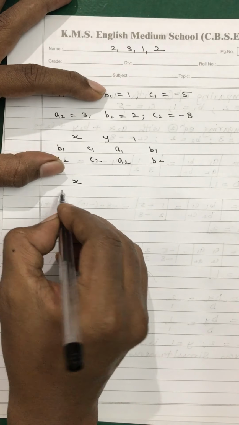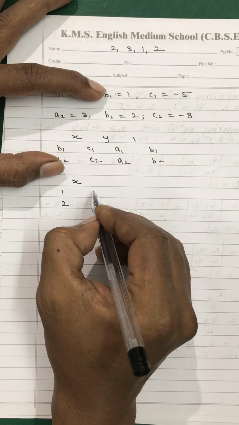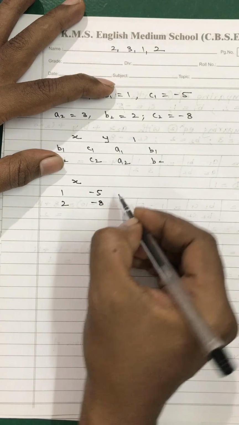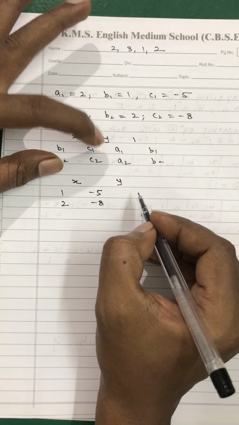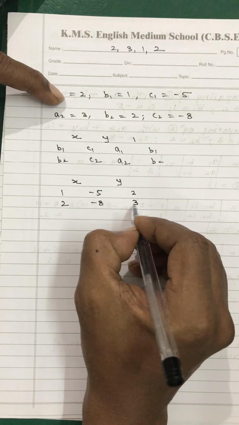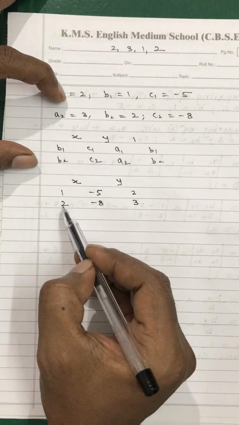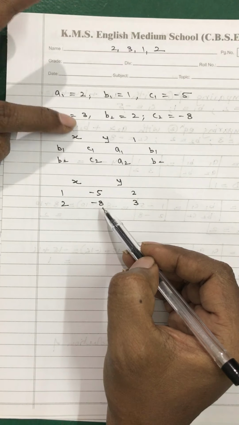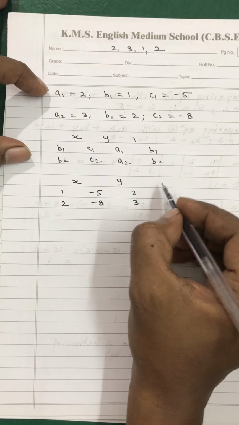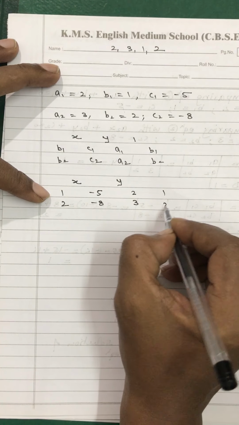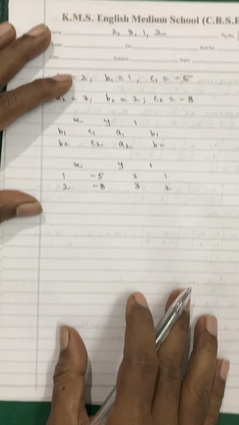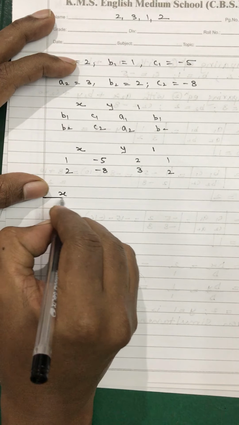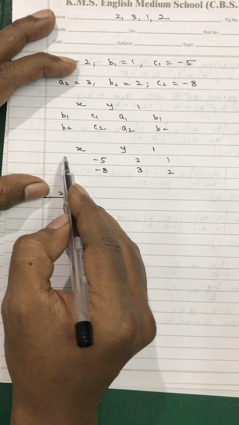For x: b1, b2 is 1, 2, and c1, c2 is minus 5, minus 8. For y: a1, a2 is 2, 3. I hope you all are getting this: b1, b2, 1, 2, c1, c2, minus 5, minus 8, a1, a2, 2, 3, again b1, b2, that is 1, 2, and remember this is 1. Now I have to find the values of this. This is x upon what? Find the value of this.